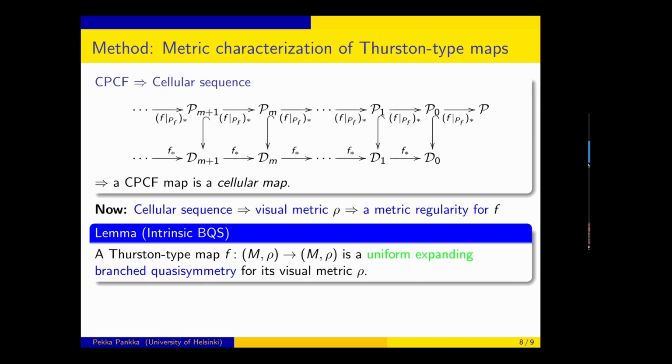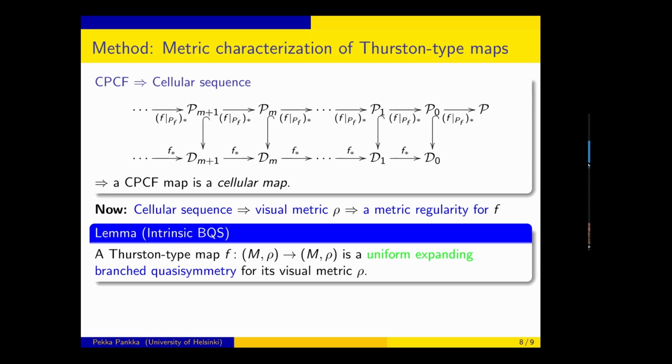And so what you can say is that, okay, if you have this CPCF map, then you have the cellular sequence like this, and then you have a cellular map. And now you see that you are in the framework of Bonk-Meyer. So you have a cellular sequence. Now you can construct the visual metric the same way that you do in two dimensions.